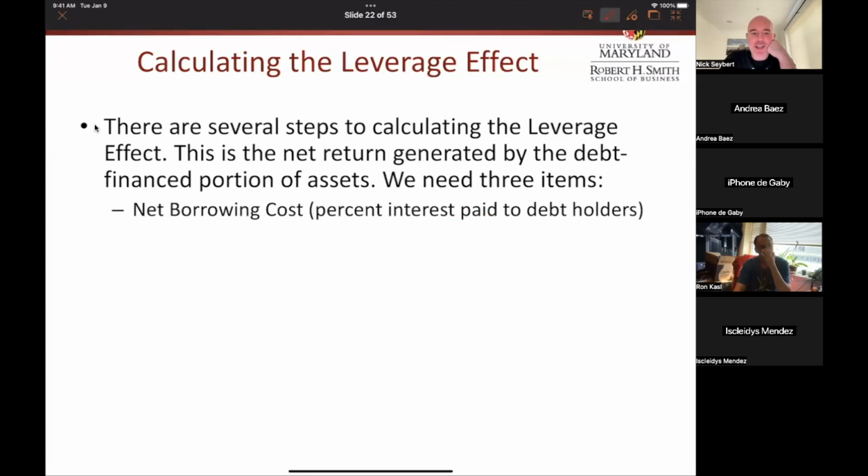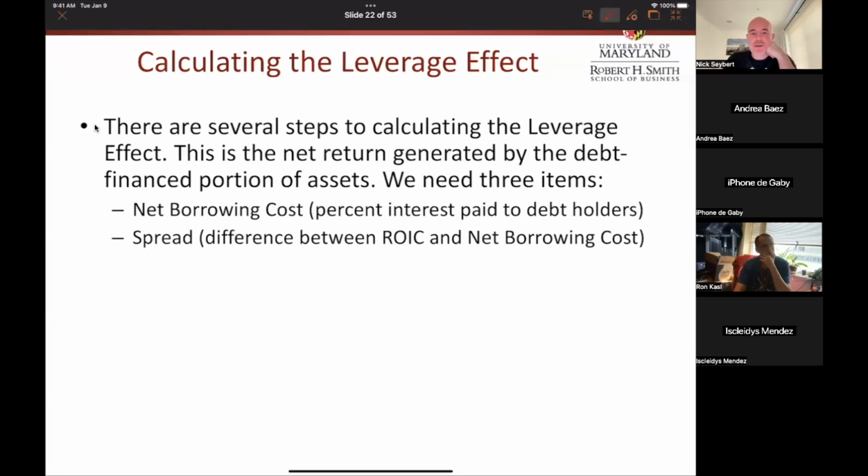First, we need the net borrowing cost, the percent interest paid to the debt holders. In this simple example, I gave us that. It was 5%. But when you have a real company's financial statements, you have to calculate it. And they're not going to say we paid 5% on our debt, not usually. So you've got to figure out what percentage interest they're paying. And that's after-tax borrowing costs, by the way. And we're assuming in this simple example, no tax.